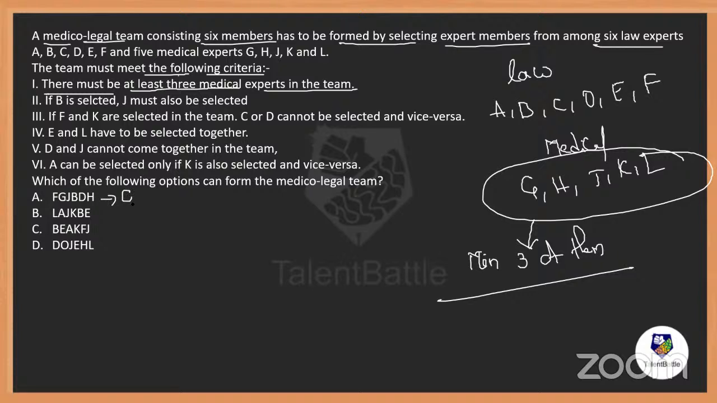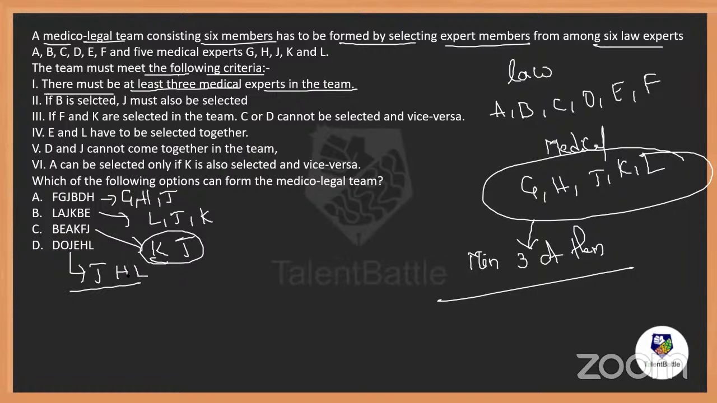First option, there is G, there is H, J is there. Okay, minimum 3 of them is there. Next, L is there, J is there, K is there. Okay, fine. Then in this option only K and J are there, so there are not 3 of them. Minimum 3 of them should be there, but here 3 are not there. Only K and J are there. In this option again J is there, H is there, L is there, so minimum 3 is there. So which option can I eliminate? By using this hint, I can eliminate option C. Option C does not have a minimum of 3 of them. So I just eliminated option C.